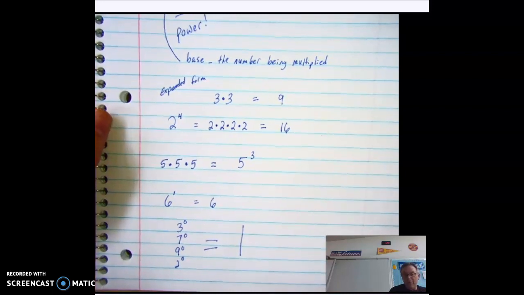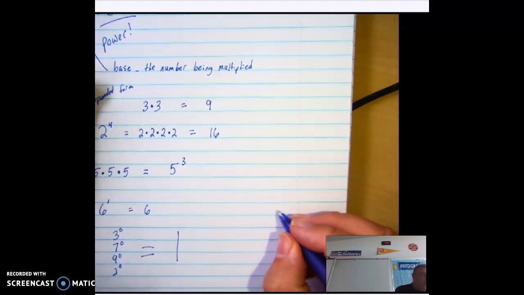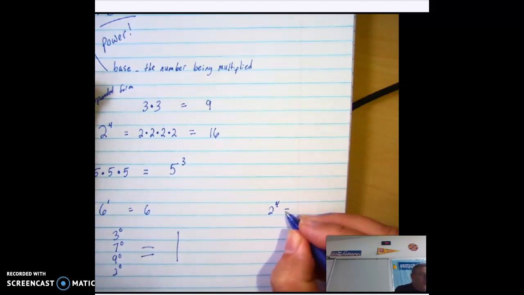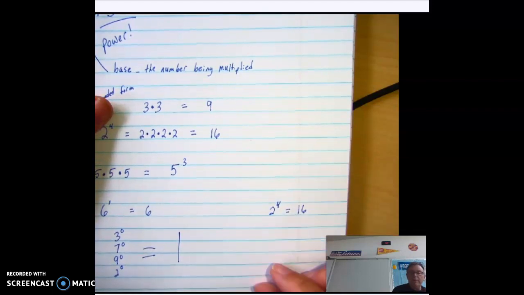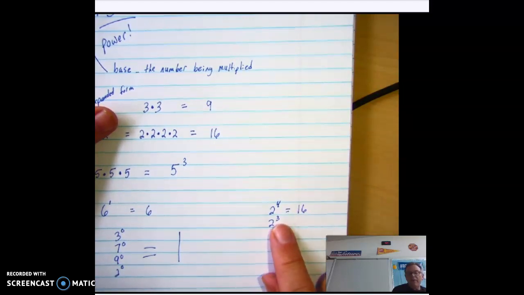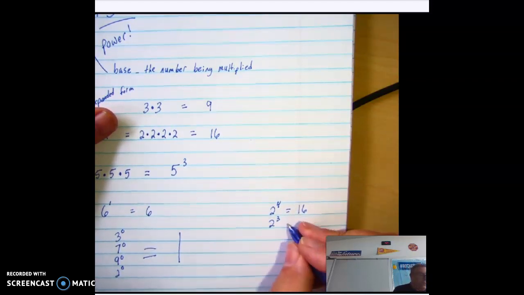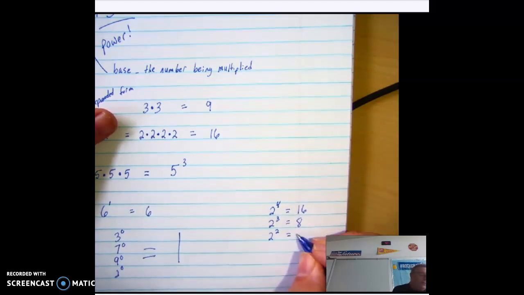Now, if you're wondering why that is, think about it this way. Let me give you an example. Let's say we go back to our 2 to the 4th power. 2 to the 4th power is the same thing as 2 multiplied by 2 multiplied by 2 multiplied by 2, which is 16. Well, 2 to the 3rd power, I have 1 less 2, so this number is going to be divided by 2. So 2 multiplied by 2 multiplied by 2, that takes me down to 8. 2 to the 2nd power, 1 less 2, so this number divided by 2 to make it smaller. 2 multiplied by 2 is 4.